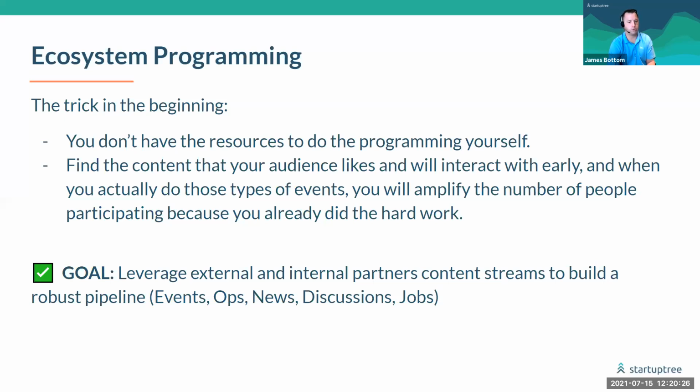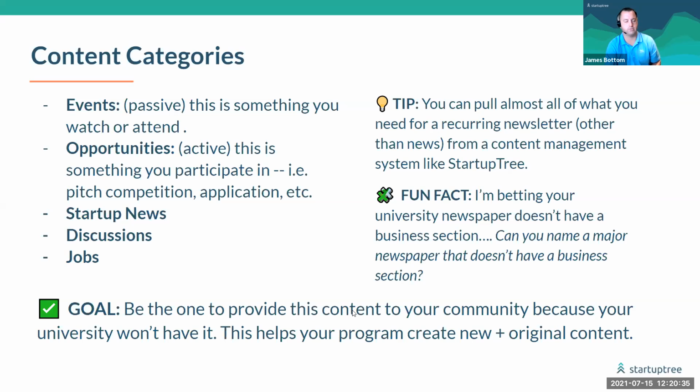When we were doing our newsletter, we were organizing our content into events, opportunities, news, discussions, and jobs. So first of all, you're probably going, well, what's the difference between an event and an opportunity? It's a very good question for all those in the audience. An event is something passive. You're going to attend. It's going to be a bigger event where you're essentially sitting there and consuming content. An opportunity is something that's active. These are things that you're going to participate in: a pitch competition, an application. We're requesting something.